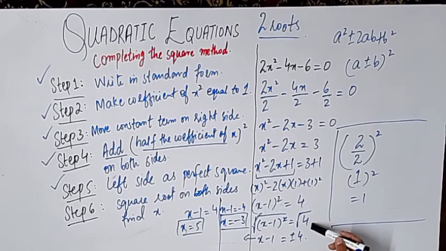There is no variable on the right side, so you will always get a number. It could be a fraction, but it will be a number only. And then plus minus, and once you solve it with plus and then with minus, you will get two answers of the quadratic equation. This is how the completing the square method works to solve the quadratic equation.